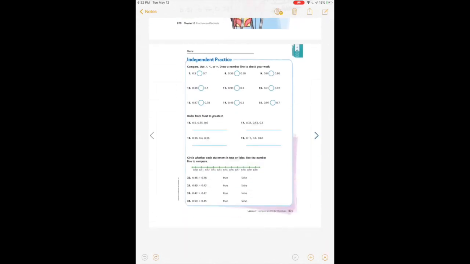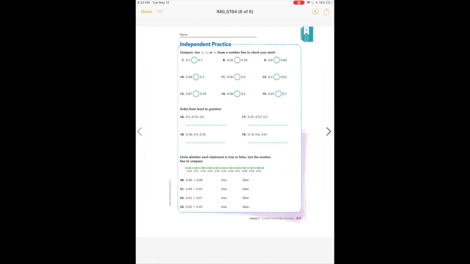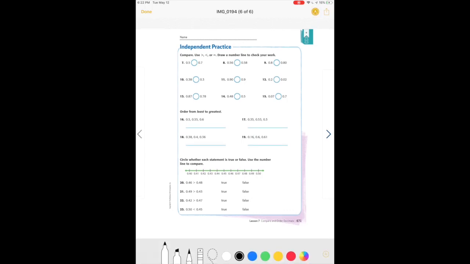Moving down to independent practice, give this one a shot. Down here, notice that you are using a number line and deciding if it's true or false. So it gives you the statement here, and you need to decide if it's true or false, graphing it on the number line. So I'm going to do number 20 as an example. I'm going to graph 46/100, and then I'm going to graph 48/100. I see that 48/100 is more to the right than 46/100, which means it's higher. So my alligator wants to eat 48/100, which means this statement is false.